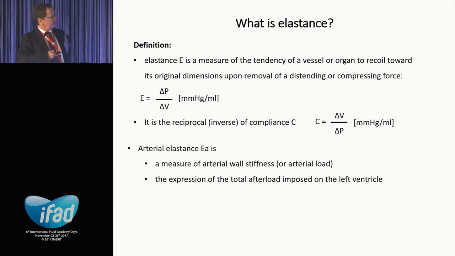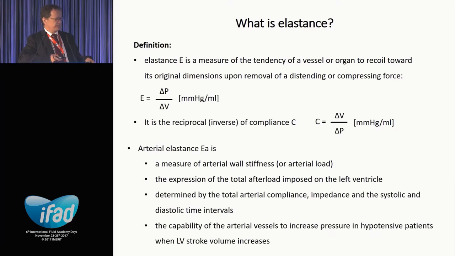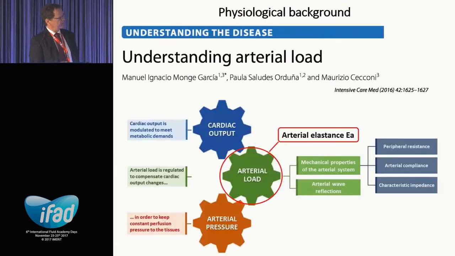And arterial elastance is a measure of arterial wall stiffness, or arterial load, if you will, and it's the expression of the total afterload imposed to the left ventricle of the heart. And it's determined by the total arterial compliance, impedance, and the systolic and diastolic time intervals, and the capability of the arterial vessels to increase pressure, mostly in hypotensive patients, when the left ventricular stroke volume increases. Sounds complicated, but it's not.